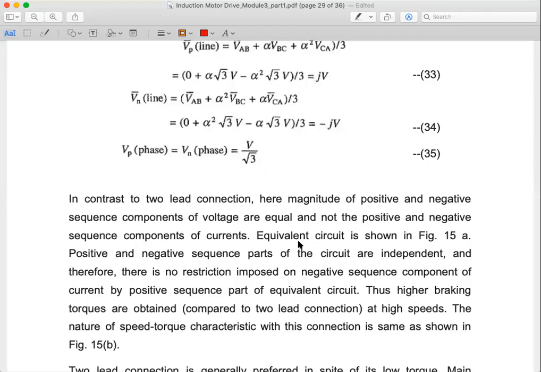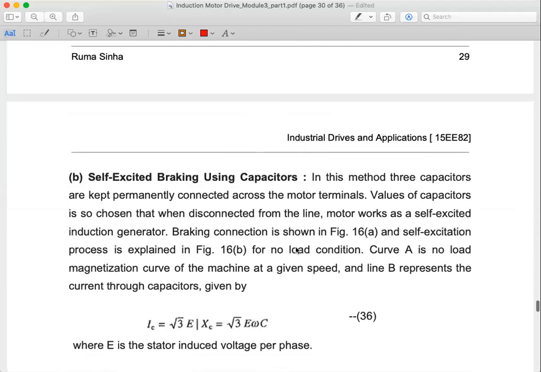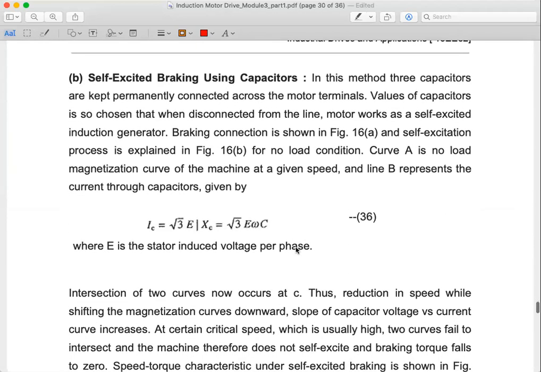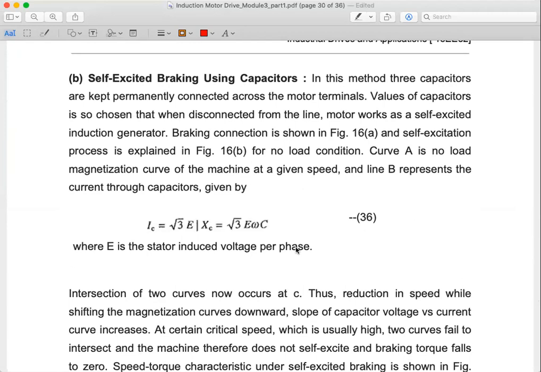So this is about the three lead connection. Now coming to self-excited braking using capacitors. How do we get this self-excited braking? To obtain it, 3 capacitors are connected across the motor terminals. The values of these capacitors are to be chosen such that when disconnected from the line, the motor works as a self-excited induction generator. So the motor has to operate as a self-excited induction generator with these capacitors connected.